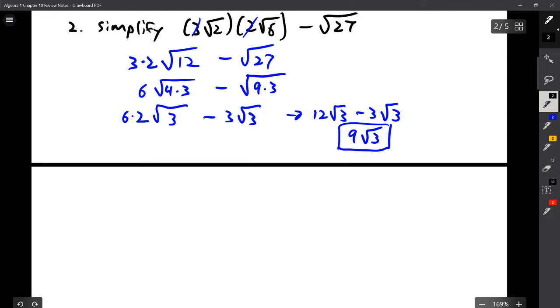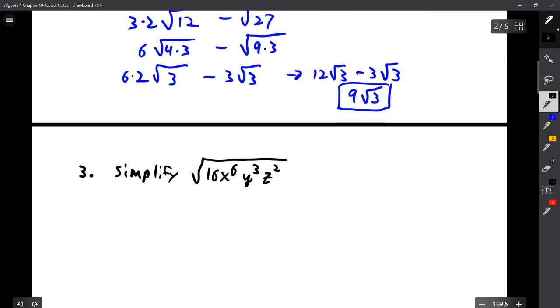Moving on, number 3. I'm doing dots, not parentheses. Number 3. Same thing, simplify. This time we're simplifying the square root of 16 x to the 6th y cubed z squared. That's all inside the radical.